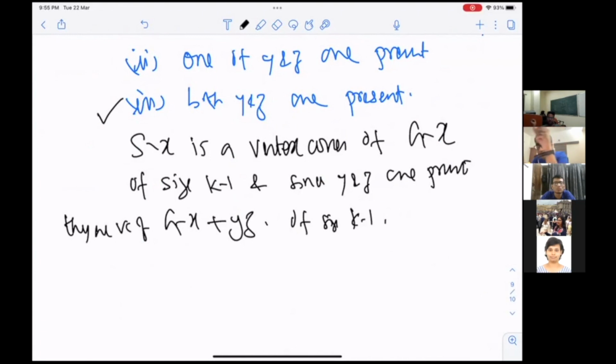And what did you do after that? You added an edge between YZ, but since Y and Z are already present in S minus X, they have a vertex cover of size K minus 1. Is that fine?